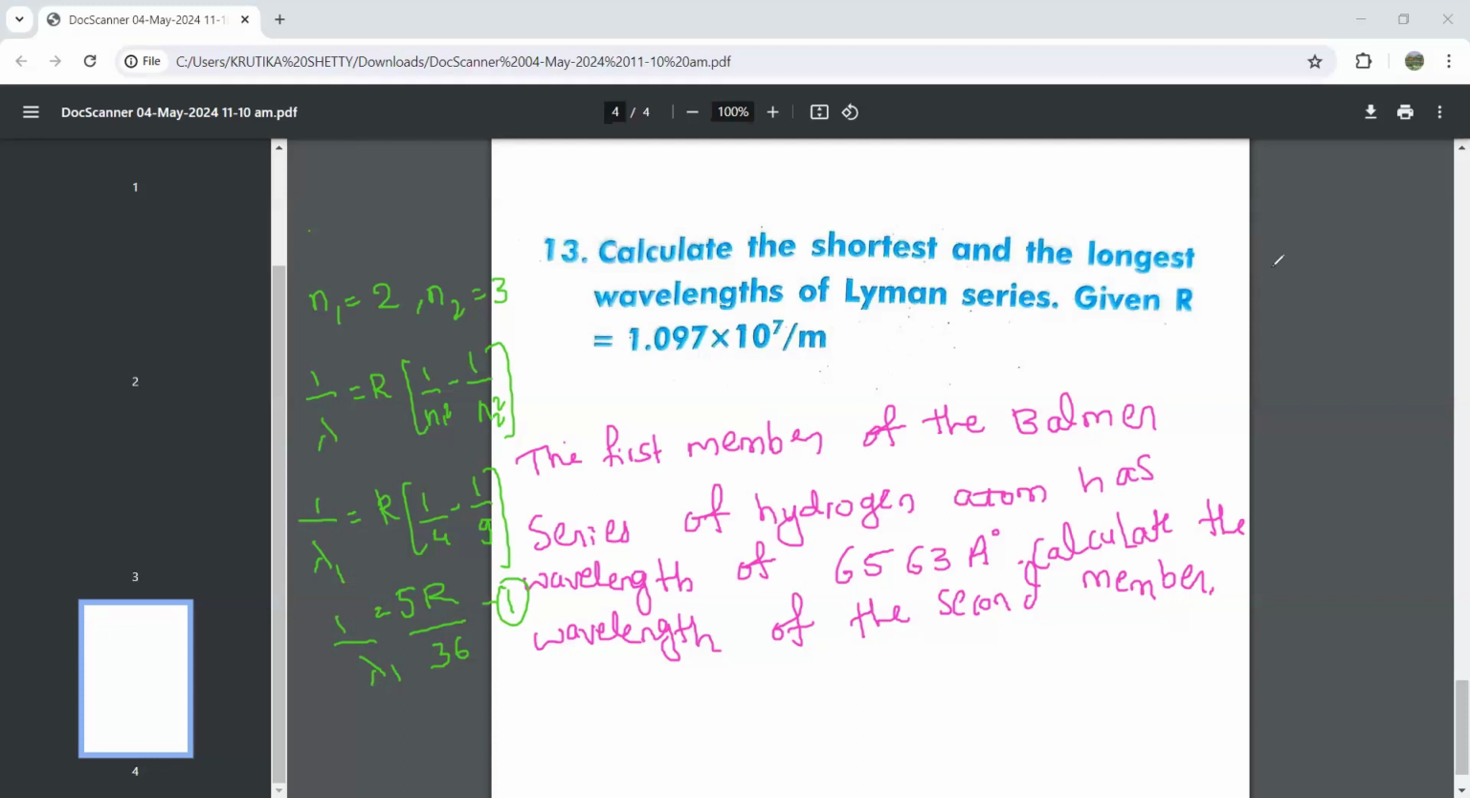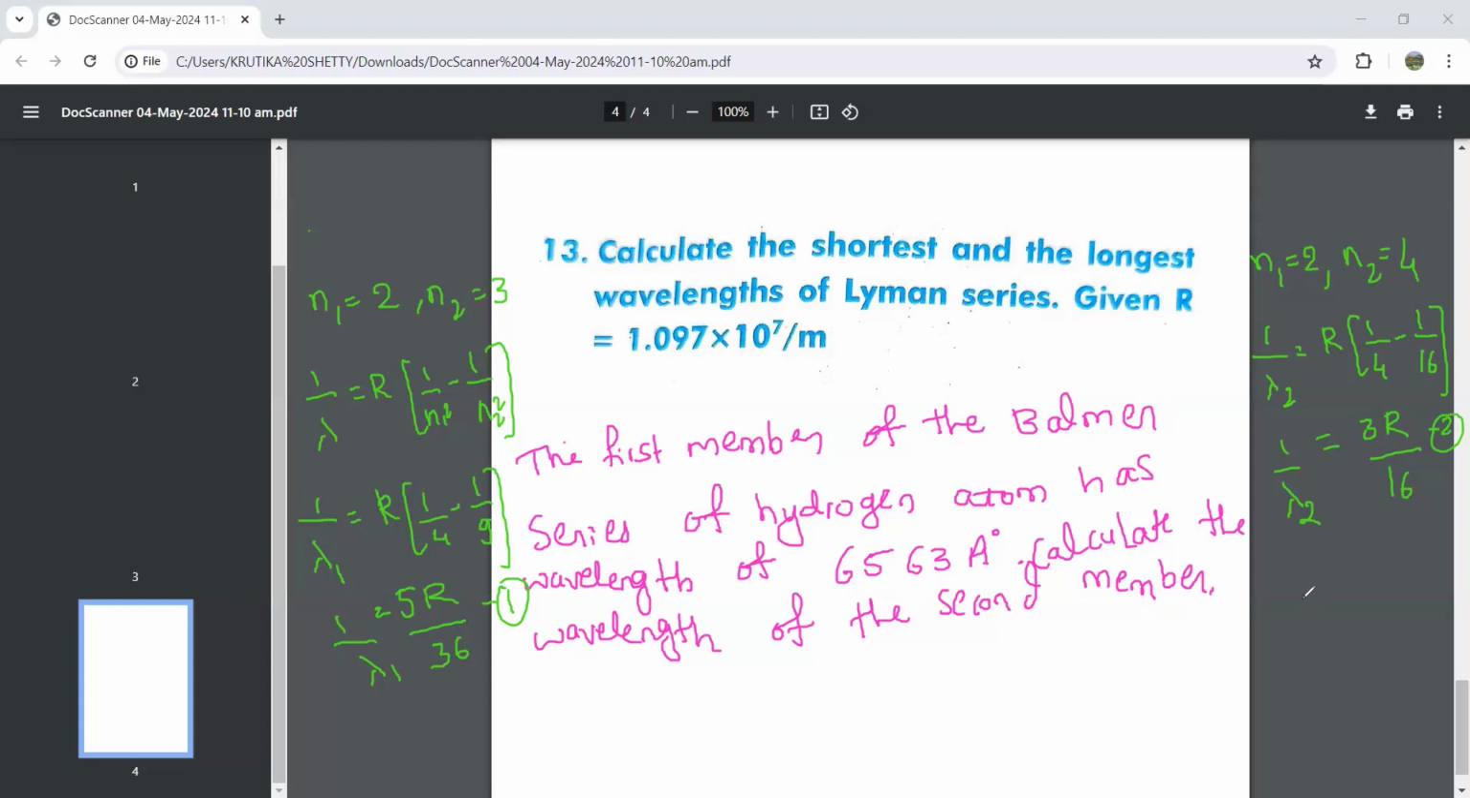For the second member of the Balmer series, n1 is equal to 2 and n2 is equal to 4. Therefore, 1 by lambda 2 is equal to R into bracket 1 divided by 2 square, which is 4, minus 1 divided by 4 square, which is 16. So 1 by 4 minus 1 by 16 becomes 3R divided by 16, that is 1 upon lambda 2. This is equation 2.